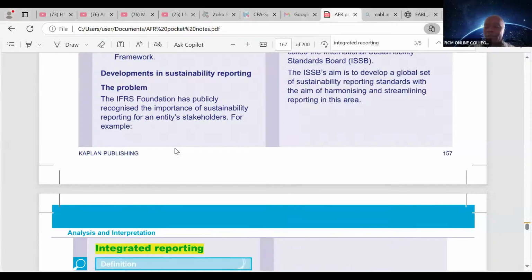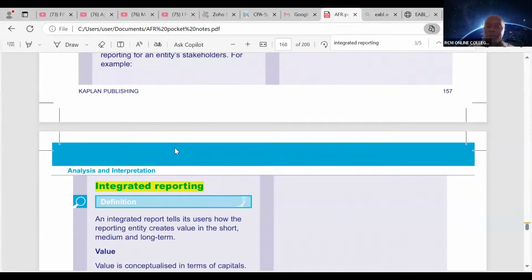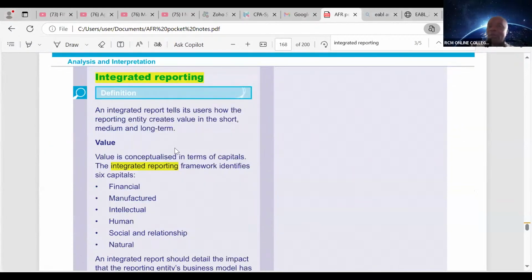All right, great. Which then takes me to the next section, integrated reporting from your syllabus. As I told you, an integrated report is that holistic report which tells its users how the reporting entity creates value in the short, medium, and long term.